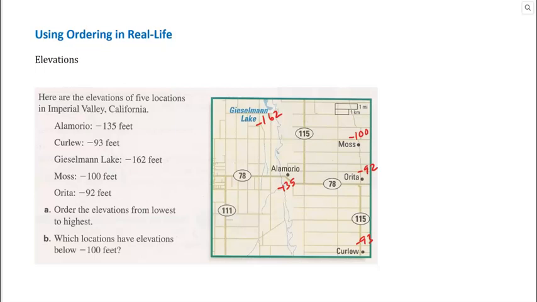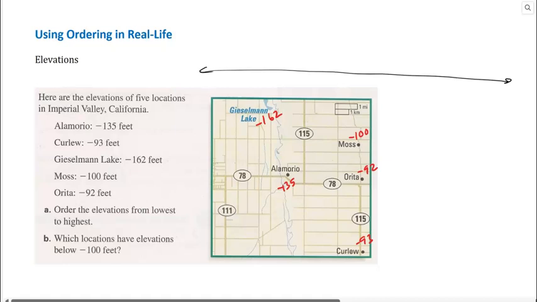So remember, on a number line, as we get farther away from 0, the smaller they are. So I'm going to put 0 here. And the one that's closest to 0 would be Orillia. That would be -92. Curlew is at -93. Moss is at -100. Alamorio would be -135. And Gieselman Lake is at -162.